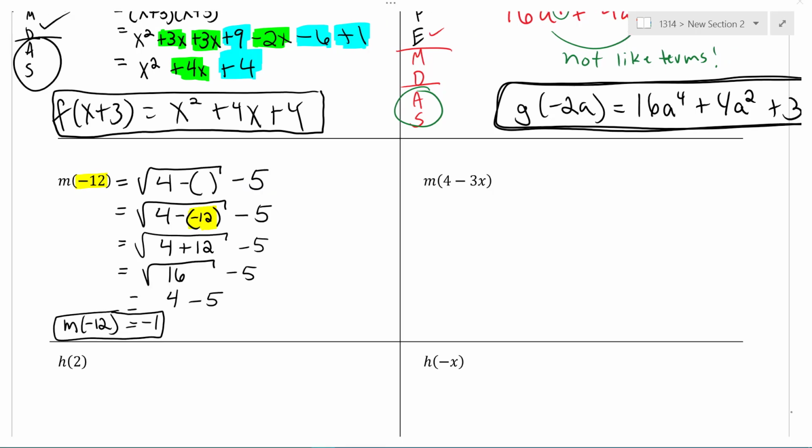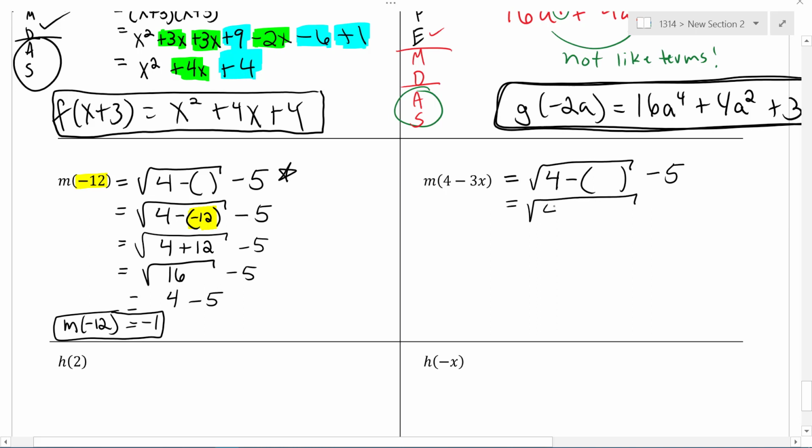All right, so our next function notation is also using equation m, and we're putting inside of that function 4 minus 3x. So the first thing that we're going to do is write m as an empty function. We already have that here. The first step for m of negative 12 was to replace the variable with parentheses. So I'm just going to copy the work that we've already done. That's 4 minus r, parentheses, and then outside of that minus 5.